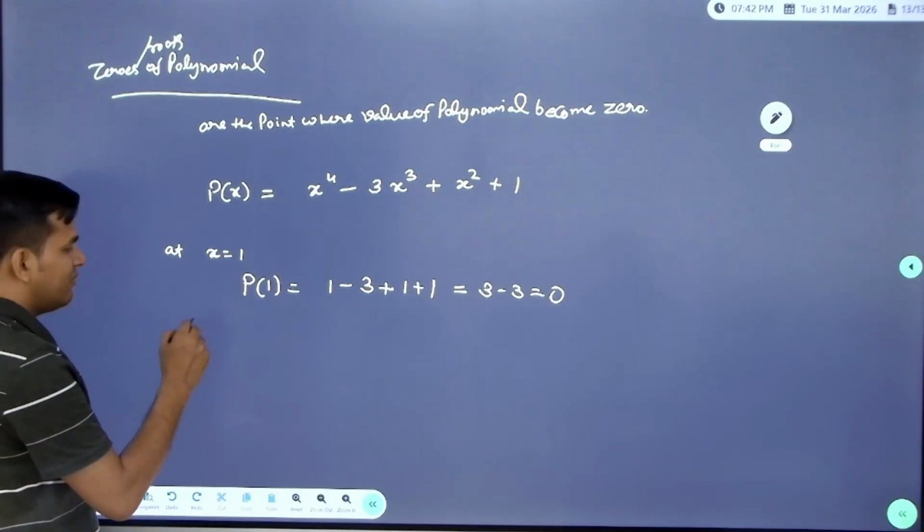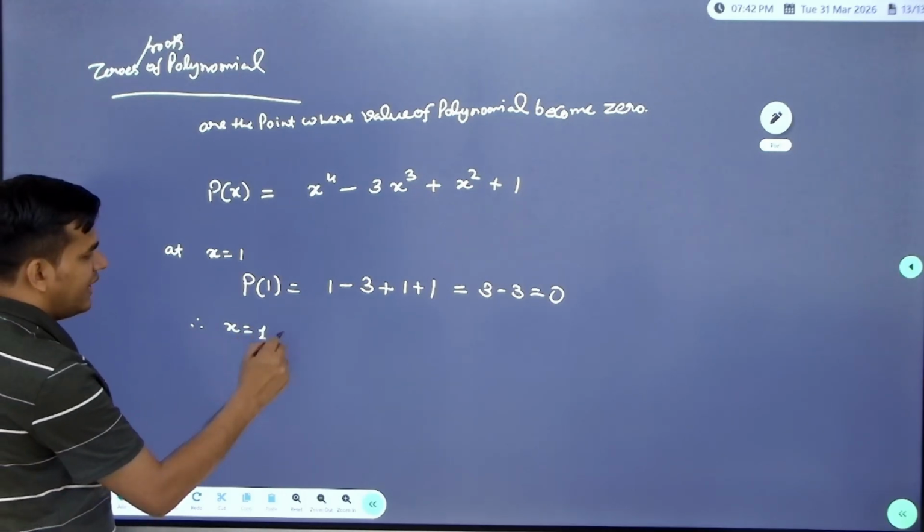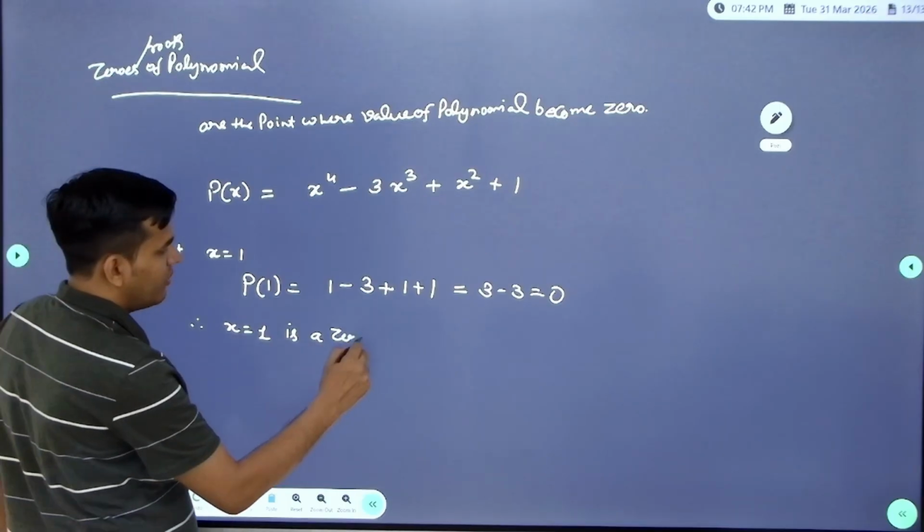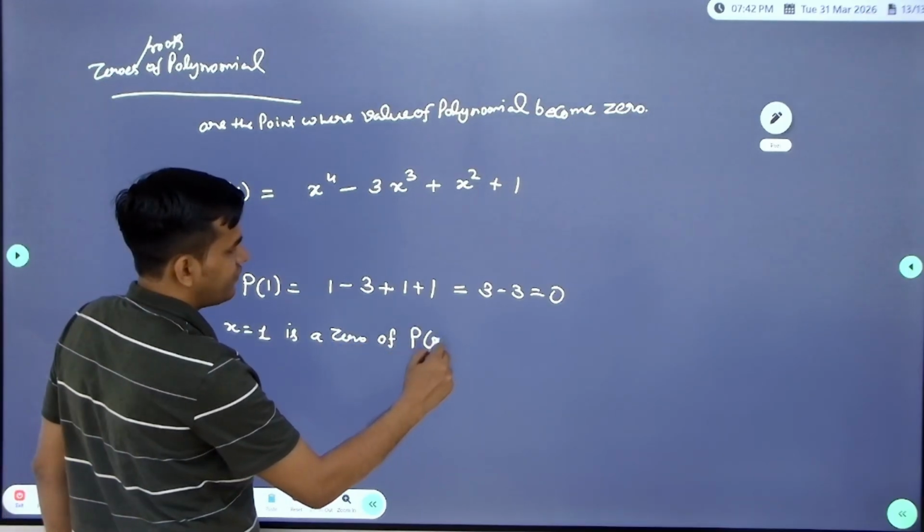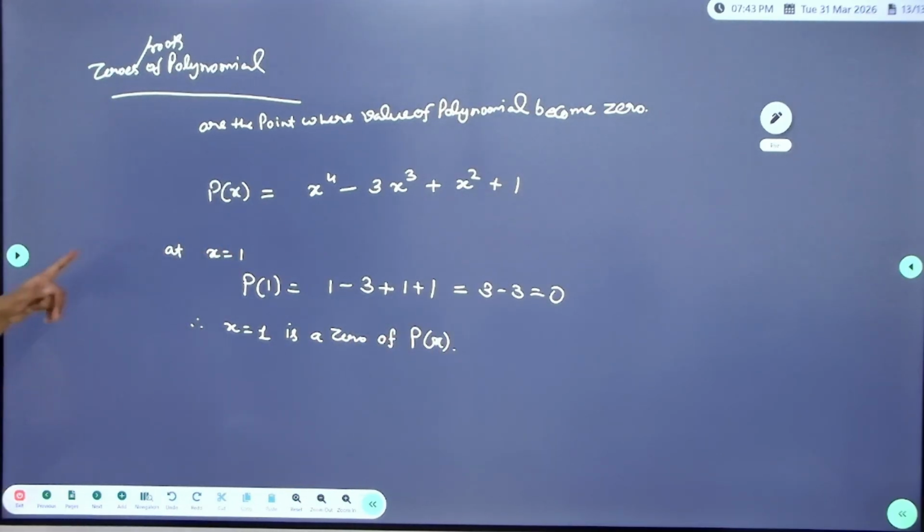Therefore, what does that mean? x equal to 1 is a zero of polynomial P(x). Zeros are the points where the value of polynomial becomes 0. Here the zero is x equal to 1. Okay.